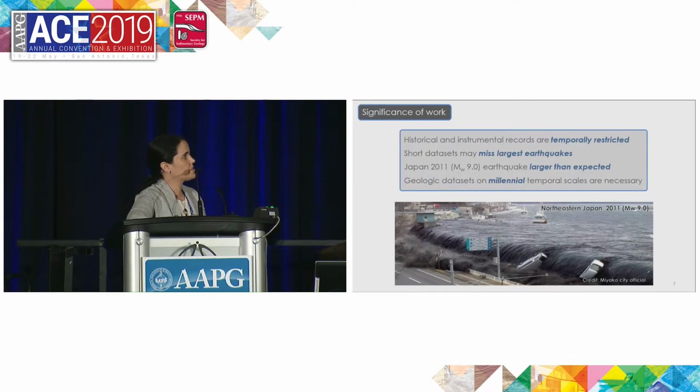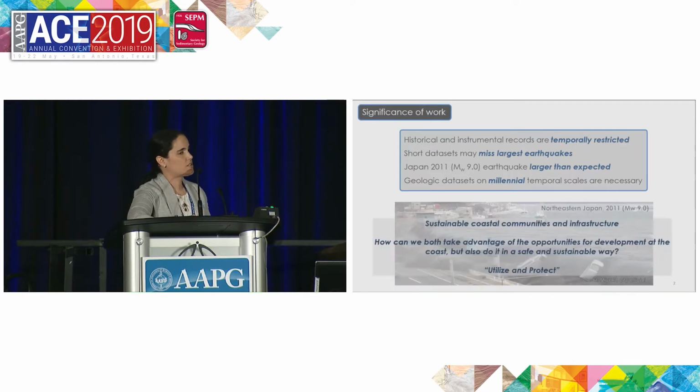So what we really need are these geologic data sets on centennial and millennial timescales that can give us a much better idea of the spatial and temporal variability of ruptures and prepare us for future hazards. And so just to tie this into this theme of sustainability here, these geologic records are critical for building these sustainable coastal communities and infrastructure.